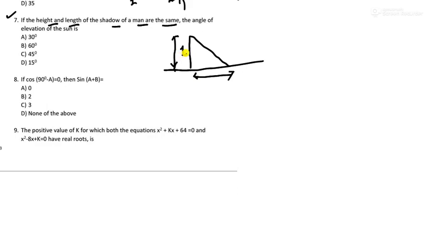So question number 7, what does it say? If the height and length of the shadow of a man are the same. For example, if a man is standing over here on this ground, and if this length is equal to his shadow, this is the shadow. For example, this is 1, so this will also be 1, meaning both of them are equal. Then the angle of elevation of the sun is dash. What is the angle of elevation of the sun?